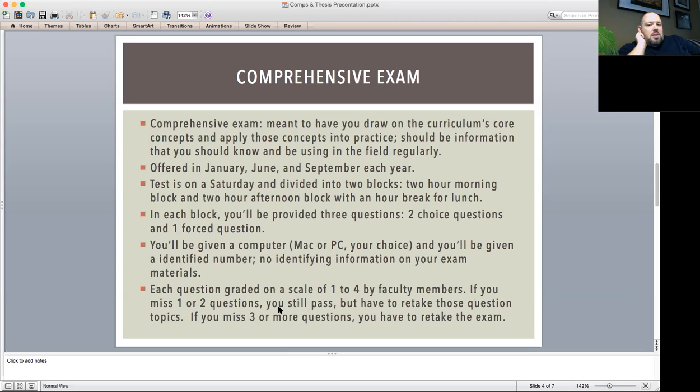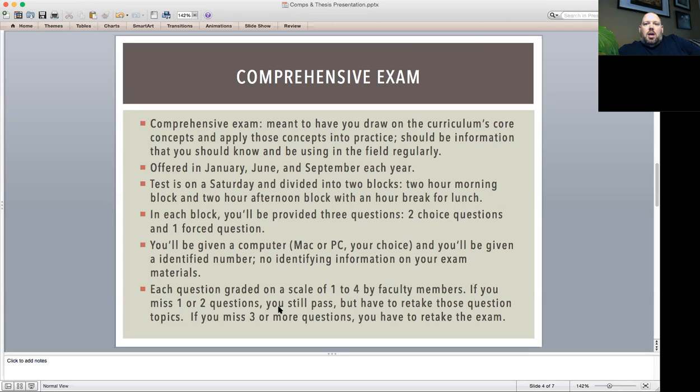Each question is graded on a scale of 1 to 4 by faculty members. Only full-time faculty members grade the exams. If you miss 1 or 2 questions, you still pass, but you have to retake those question topics. You have to come in a couple weeks later, or before the end of that semester, to retake them. You won't get the same question again, but it will be a related topic to what you missed. If you miss 3 or more questions, you have to retake the exam in its entirety.